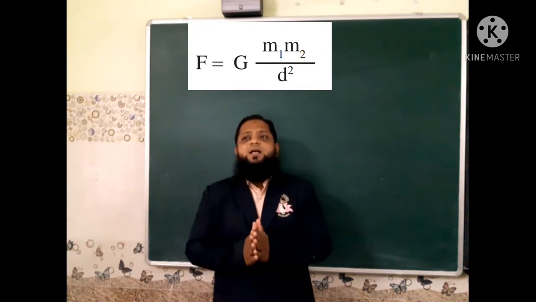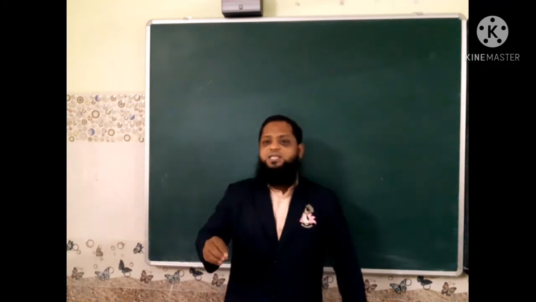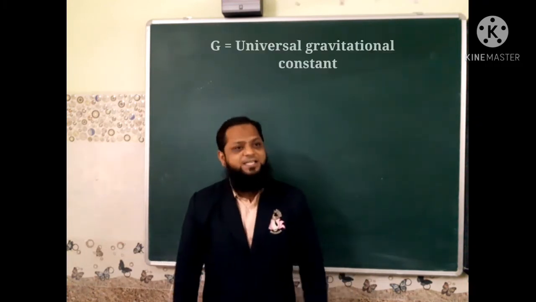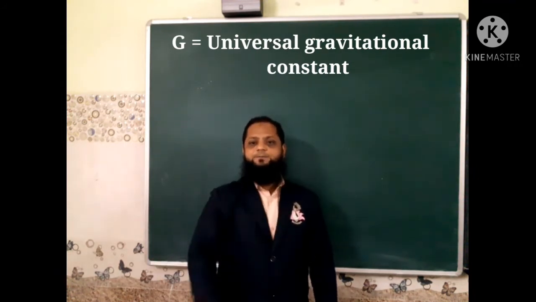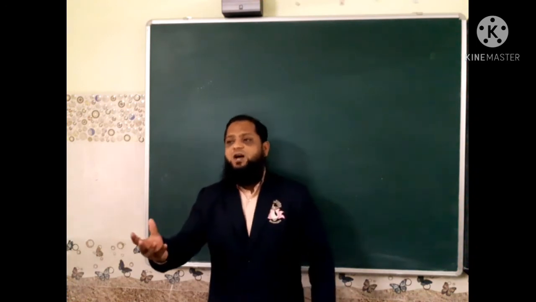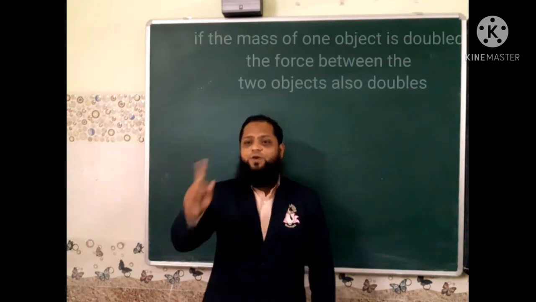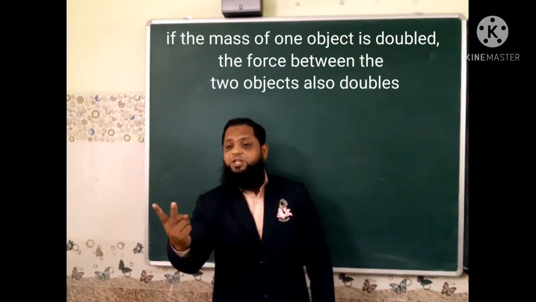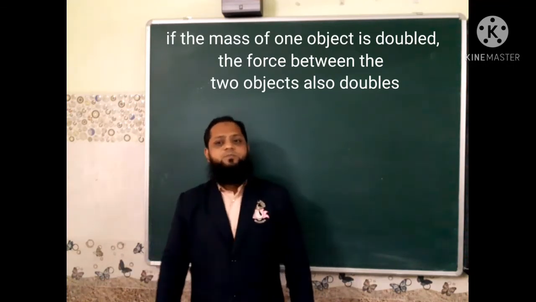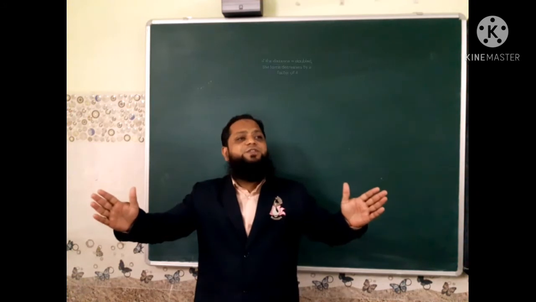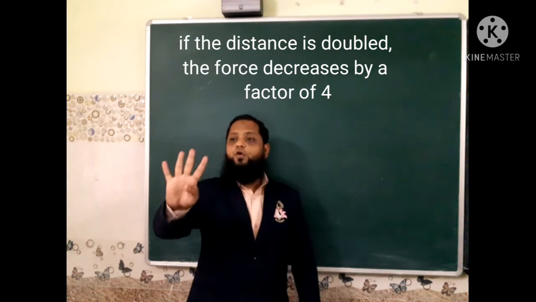D is nothing but the distance between the two objects. Dear children, capital G is the constant of proportionality, which is also called the universal gravitational constant. Dear friends, if the mass of one object is doubled, the force between the two objects also doubles. If the distance is doubled between the two objects, then the force decreases by a factor of 4.